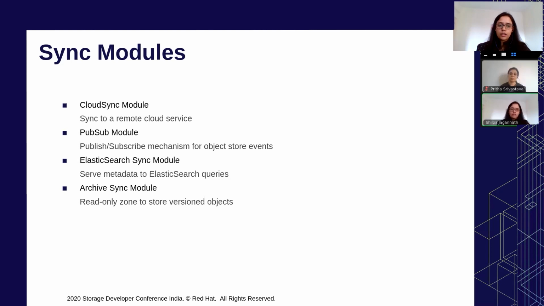The next one would be a PubSub module, which is a publish-subscribe mechanism for object store events. For any modification events that happen on the object store, there's a way of having a publish-subscribe mechanism. In this case, the events are pushed to an endpoint on top of storing them in Ceph. If events should only be pushed to an endpoint and do not need to be stored in Ceph, we have a different mechanism called bucket notification, which I'm going to be discussing in the next few slides.